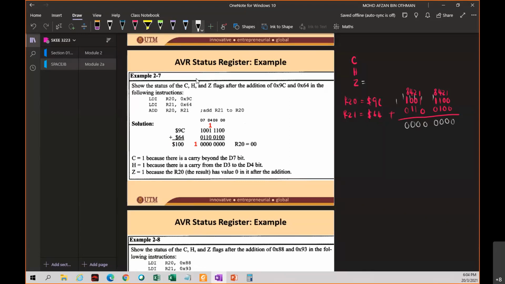Okay, now we're going to determine the status register. What is Z flag? Okay, since the value here is 0, Z automatic jadi 1 lah. Okay, what about C flag? Okay, so this is a bit 7. You see, you have a carry from bit 7 to bit 8. So automatic C sama dengan 1. And what about the H flag? So H flag kita akan tengok daripada bit 3 ke bit 4. So since this is a carry here from bit 3 to bit 4, what happens? H also got 1.